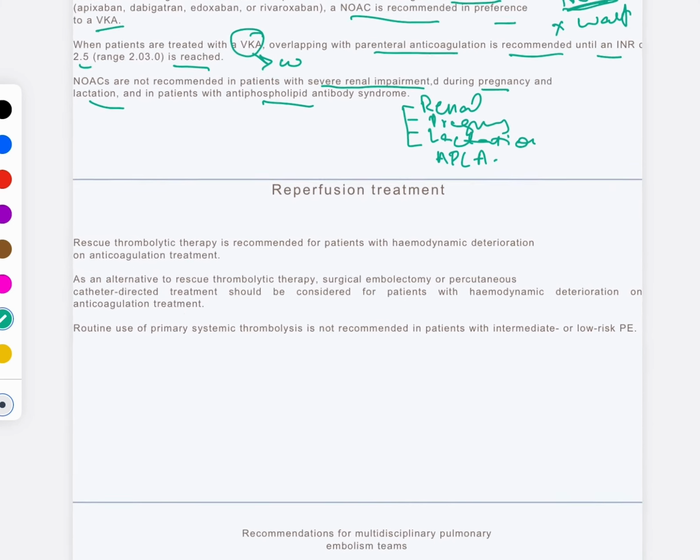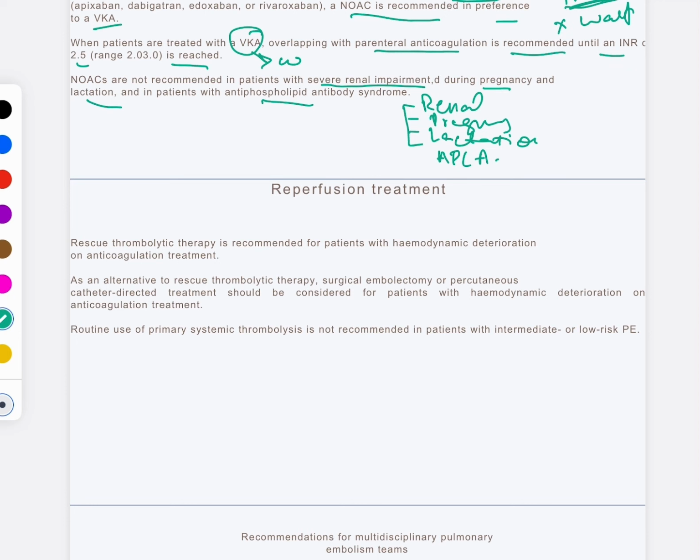So next is reperfusion treatment. Rescue thrombolytic therapy is recommended for patients with hemodynamic deterioration on anticoagulation treatment. As an alternative to rescue thrombolytic therapy, surgical embolectomy or percutaneous catheter-directed treatment should be considered for patients with hemodynamic deterioration on anticoagulation treatment.